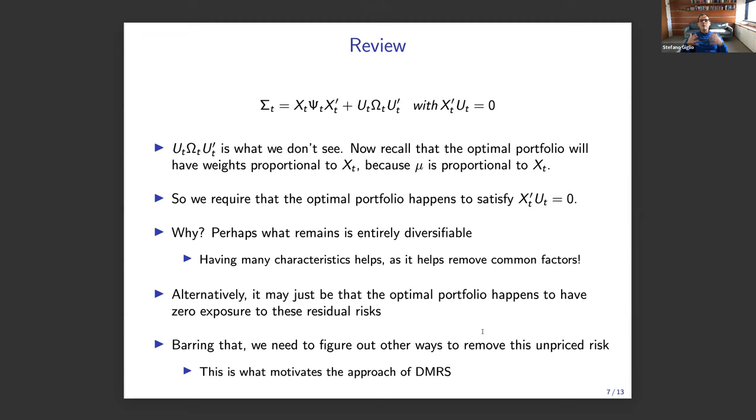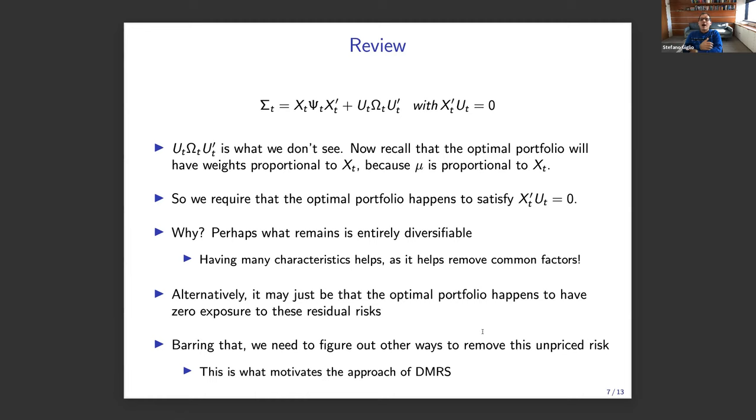To give an intuition of what we mean by x_t'u_t equal to zero, one possibility is that u_t is completely diversified, idiosyncratic noise. Then x_t is going to really be the weights of a diversified portfolio. That part is going away. It could also be that u_t is a factor. You can think of x_t then as the loadings of this factor. And my way to interpret it is that it just has to happen that, because your tangency portfolio is going to be a long-short portfolio, it just happens to have no exposure to this residual part.